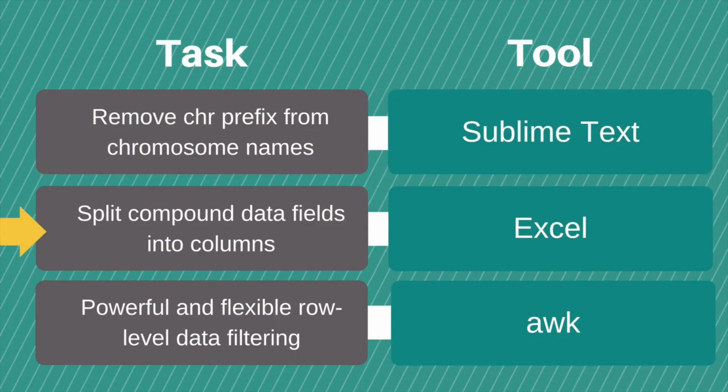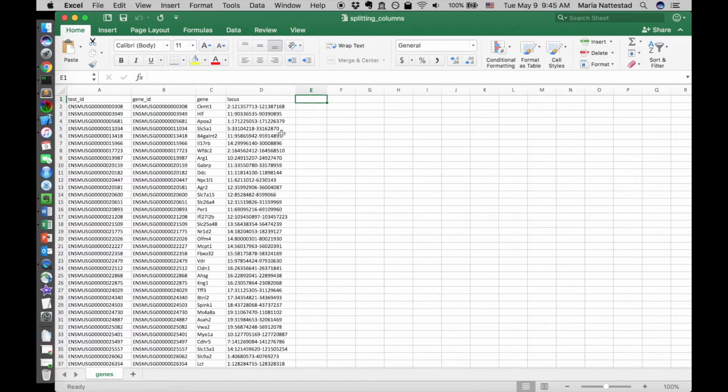Excel can do a lot of different things, but here's one thing that you may not know that Excel can do. It can actually be used to split compound data fields into multiple columns. Let's take a look. So in this file, we have a column here that says locus, and this column has a chromosome separated by a colon from a start and end position, which are each separated by a minus sign or a dash or a hyphen, whatever you choose to call it.